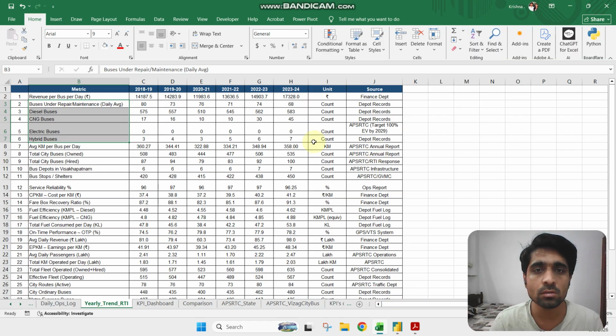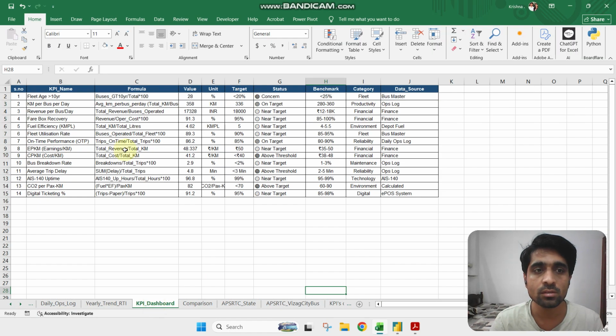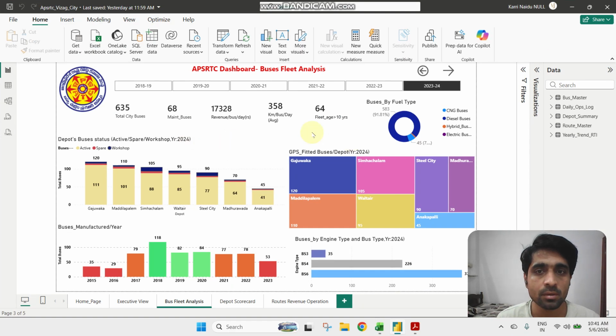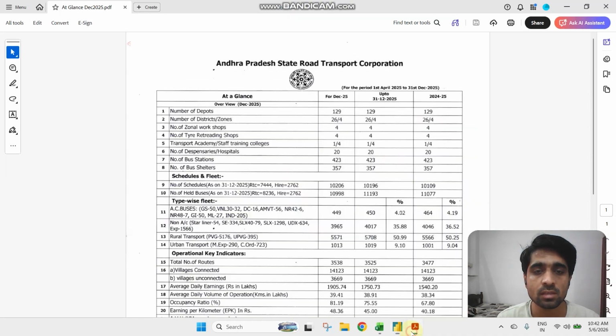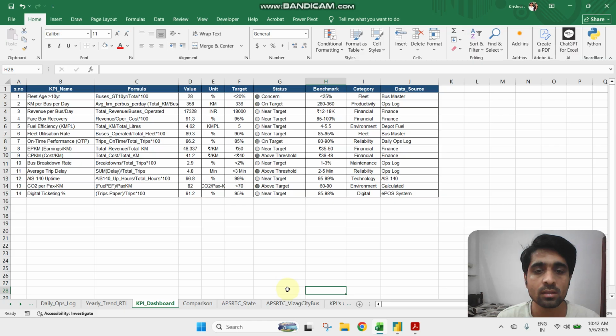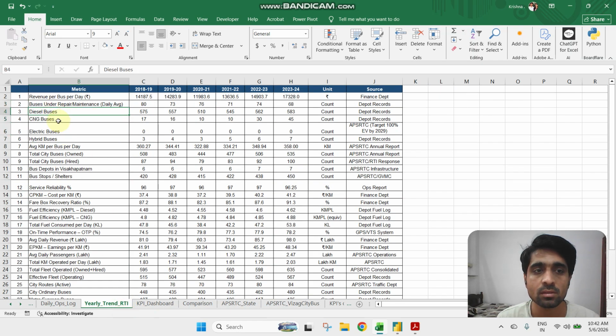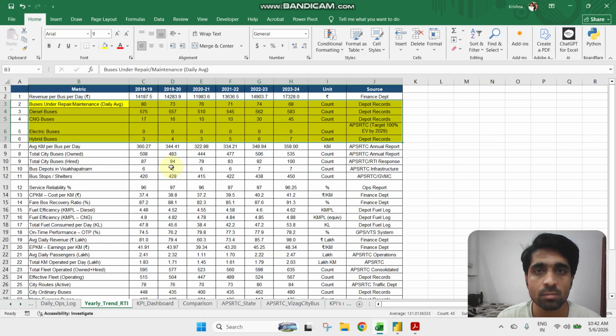The deep discussion about each KPI will be held during the dashboarding phase, because this is the dashboard which I have prepared using this sheet. Here you can see some of the parameters which need to be discussed, about why the KPI is prominent, and some others which are self-explanatory. Suppose there is no need to explain the number of buses or the city buses. These are all self-explanatory, so most of these will not be discussed. We can understand them and how we get these parameters.